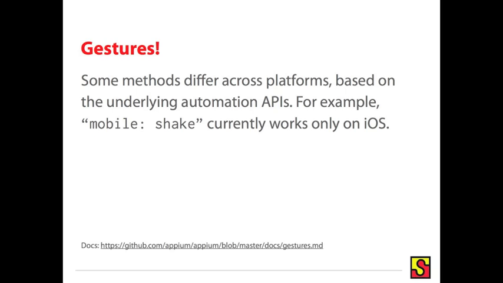So I should also say that some of the methods differ across platforms based on the underlying automation APIs. What I mean by that is iOS, for example, gives us a different set of available behaviors than Android in the underlying automation APIs. And so the way that we translate to each of them might differ in some small ways, but by and large, the mobile gestures work the same across both platforms. Some methods, like shake, only work on one platform or the other. So we can shake the device, or the simulator, I should say, on iOS, but not on Android.